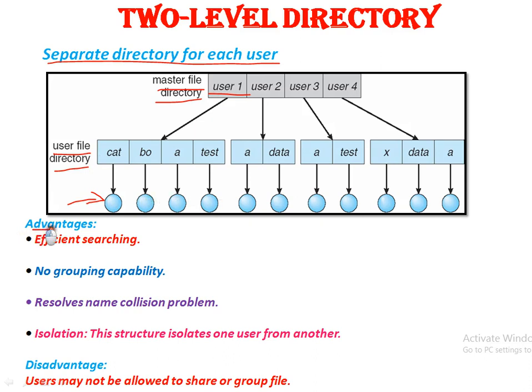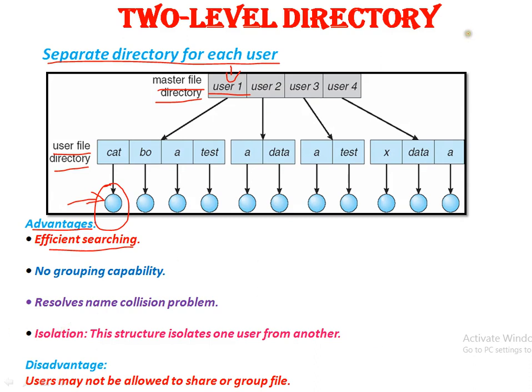So what is the advantage then? Efficient searching. Why? Because suppose I want to search this particular file abc.txt, I can just go and look for abc.txt. First I'll search in user 1. If I come inside user 1, I have only these directories. Based on these directories, I can search the file easily. If it is not present here, then go to user 2, search user 3, user 4. Wherever the data is present, I can fetch that particular data.